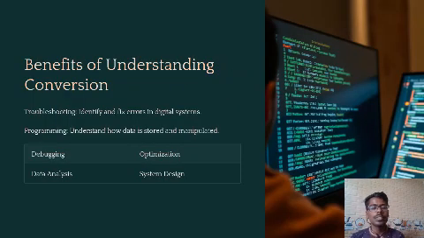Benefits of understanding conversion. Troubleshooting, identify and fix errors in digital systems. Programming, understand how data is stored and manipulated. Debugging, optimization, data analysis, system design.